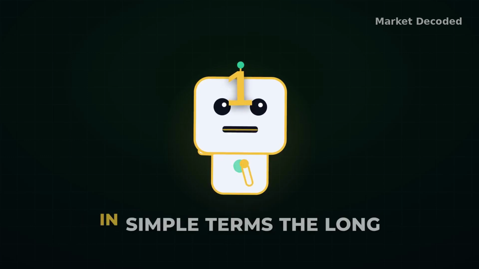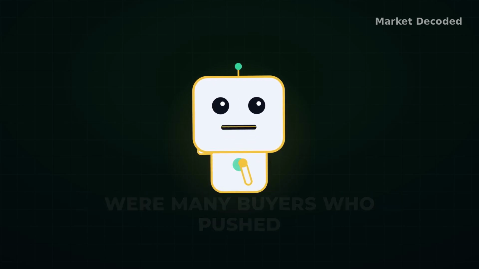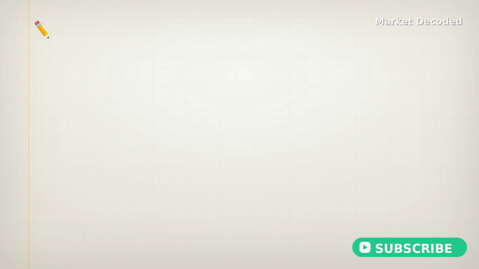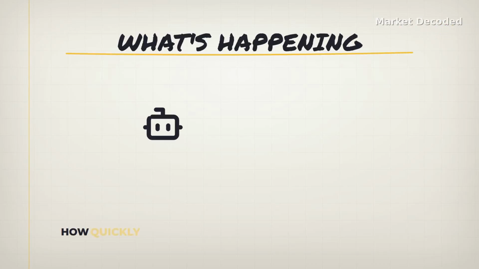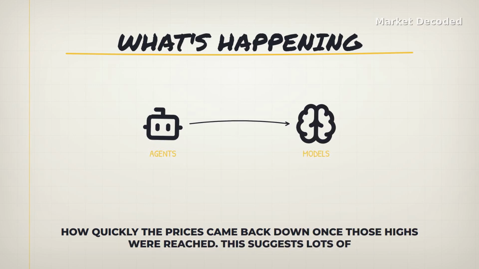Here's what that means in simple terms. The long upper wick shows us that during this trading session, there were many buyers who pushed the price up to its highest point. But notice how quickly the prices came back down once those highs were reached. This suggests lots of buying interest at higher levels.